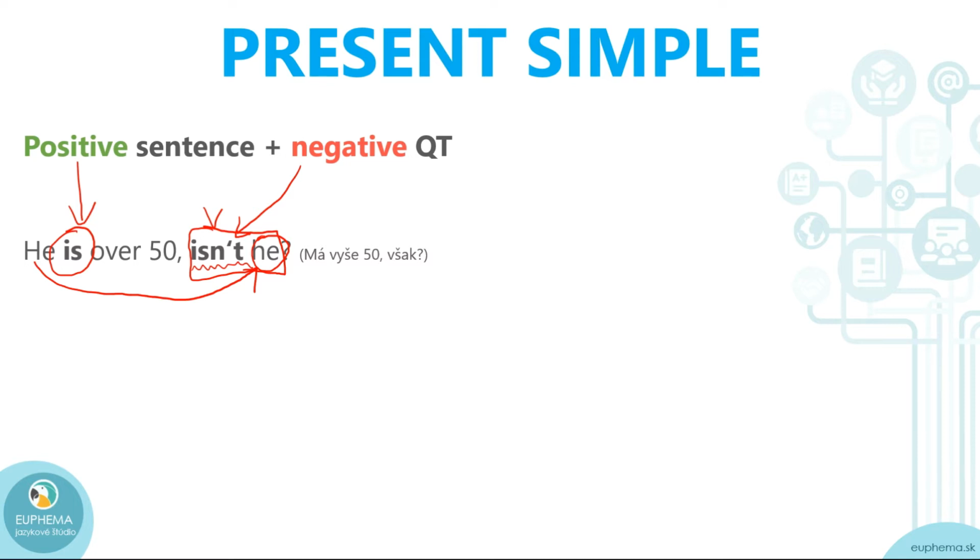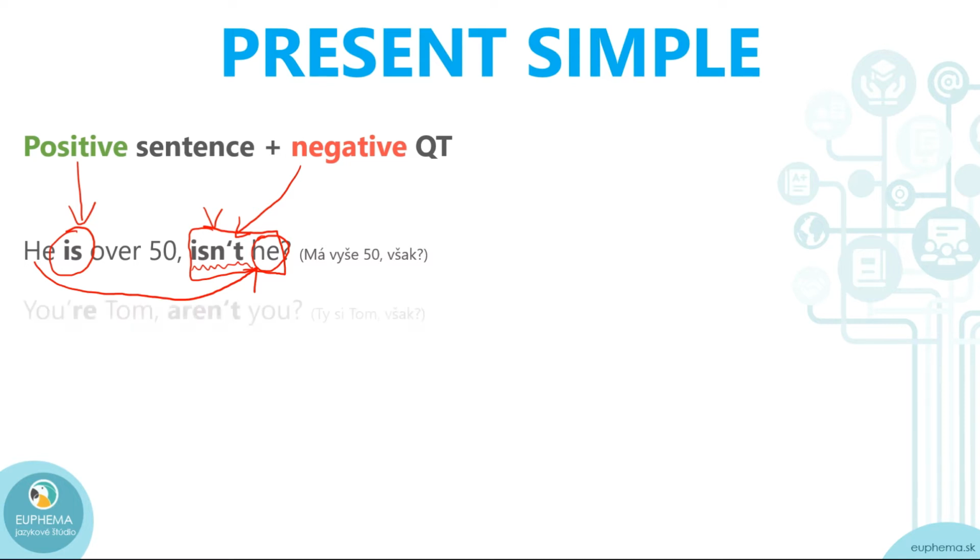Again, you've got this information and you want to check it because you are not sure if it's true. So you talk to somebody and you say, "hey, Thomas is over 50, isn't he?" And the person talking to you says, "yeah, he is," or "no, he isn't. He is nearly 50, but he's not 50 yet," okay?